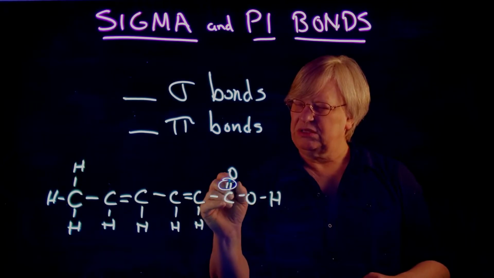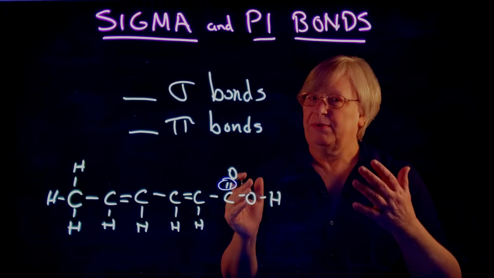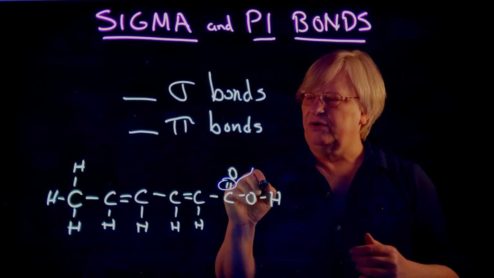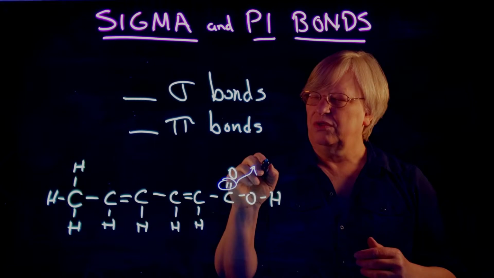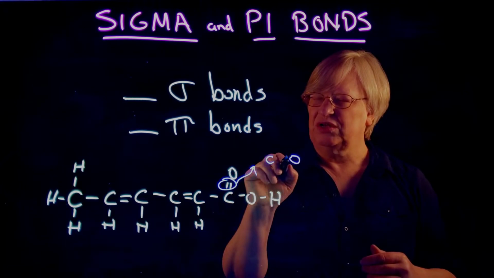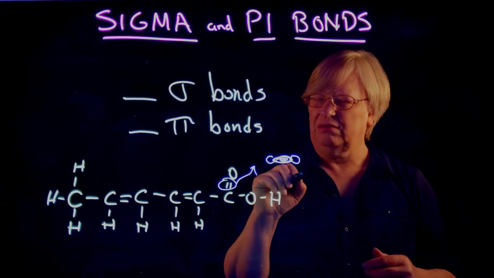When we come to this thing, that's two lines. That means it's a double bond, right? Let's analyze this one a little bit further. So the first thing we have is a carbon, an oxygen, and the first bond is that sigma bond in the middle, right?